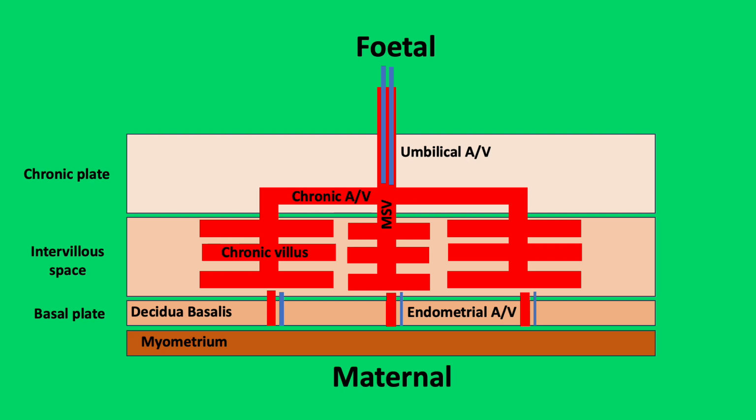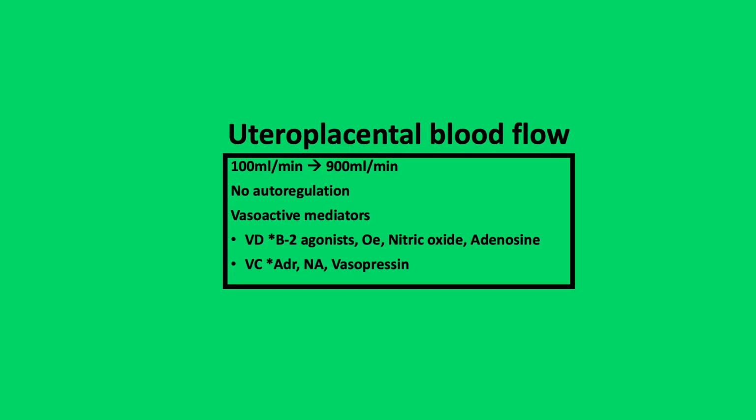The final layer is the myometrium, which is a smooth muscle layer of the uterus which is able to contract. Uterine blood flow significantly increases in pregnancy from approximately 100 ml per minute in the non-pregnant patient up to 900 ml per minute, or 10% of cardiac output in pregnancy. This increase in flow is secondary to an increase in vessel caliber.